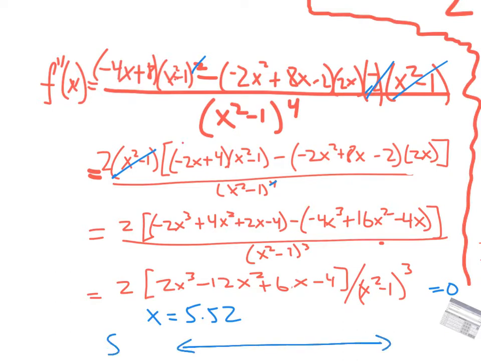All right, so our critical points for the second derivative, number line, are still negative 1 and 1, because that makes the denominator 0, and then 5.52. Obviously not drawn to scale here. We're not worried about that. Our number line is just so we can test some things out, okay?